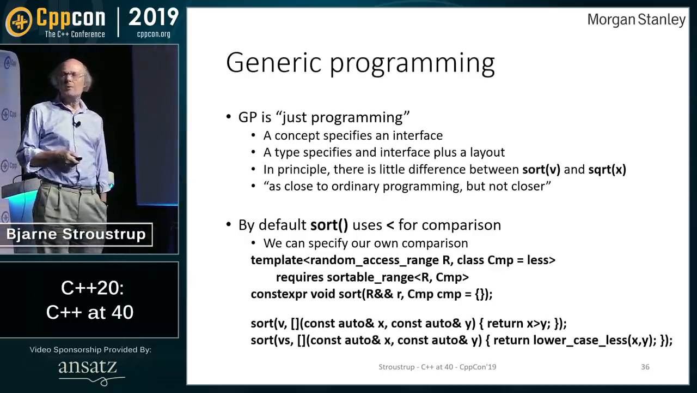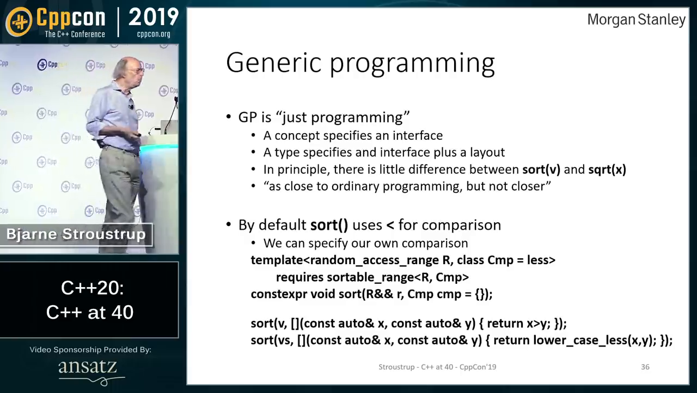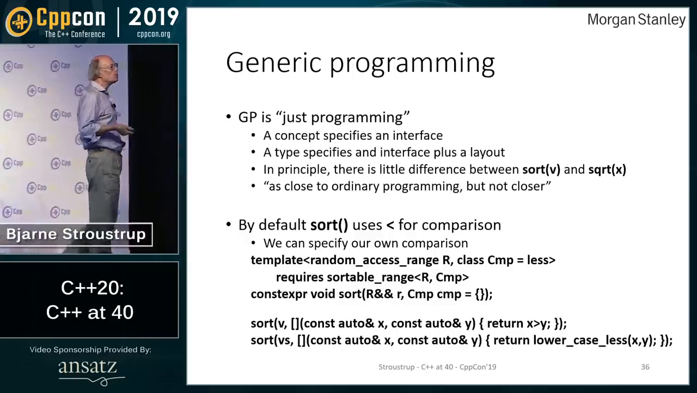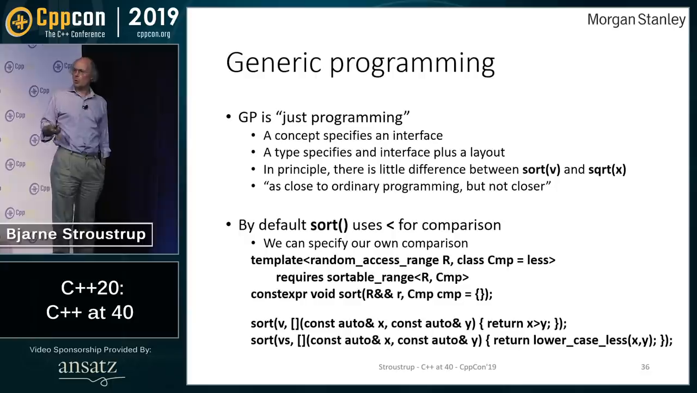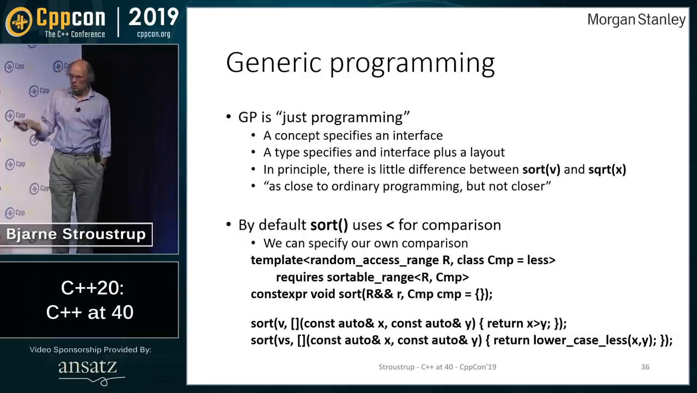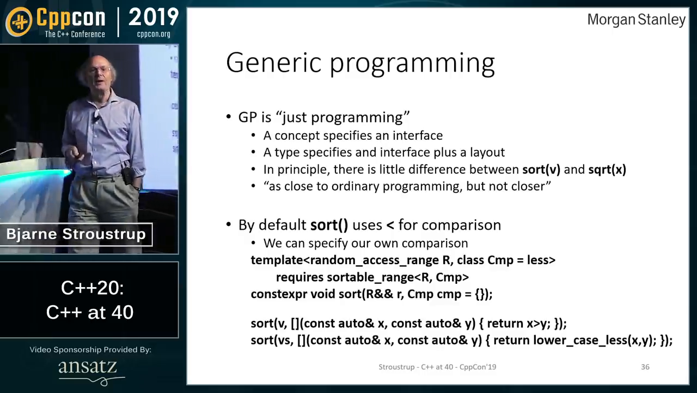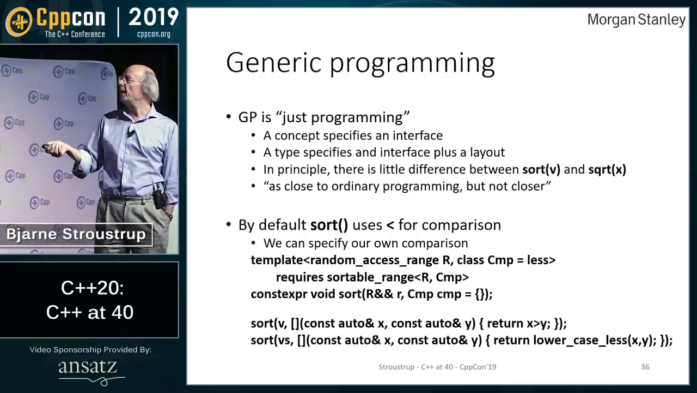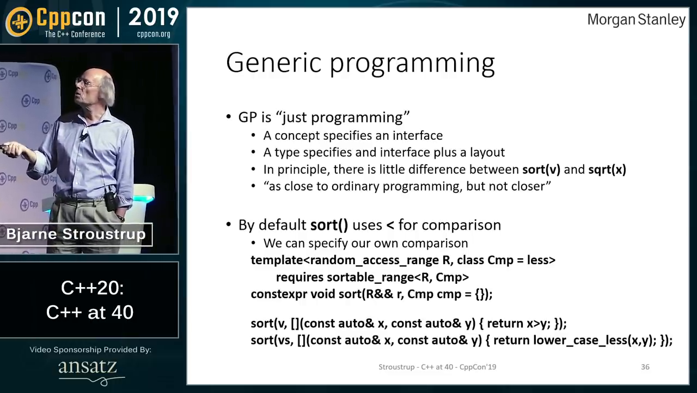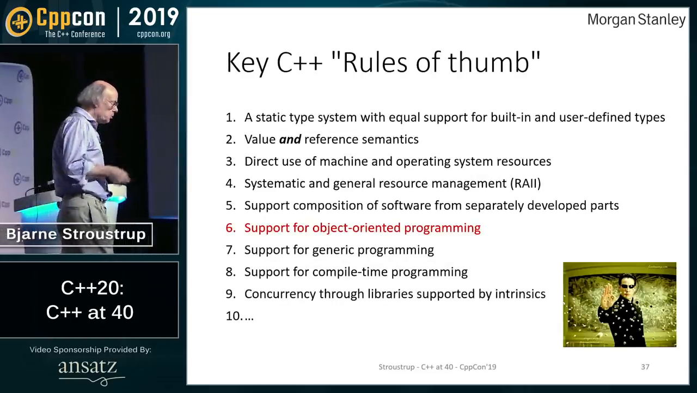And basically, there's not that much difference between, say, sort a vector and square root of x. Both of them work for a set of types that has a set of required properties, and it does it well. And I don't actually really want to know whether that was an overloaded set of functions and that's a generic function. It'll just work from a user point of view. And of course, the default sort uses less than, and we have all the alternatives for specifying what criteria we want. I can sort in the opposite order. I can sort with lowercase if it's lists and such.